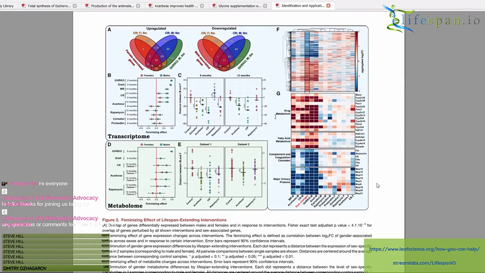Is there a correlation? Off the top of my head, I don't know, but I don't know if they've done it with these mice. These are, I think, these het3 mice, correct? Yep, these heterogeneous mice. Is there a correlation between the degree of feminization and the lifespan extension that you get with these interventions? So the more feminization, the better the intervention works for lifespan, or has anybody not even looked at that?